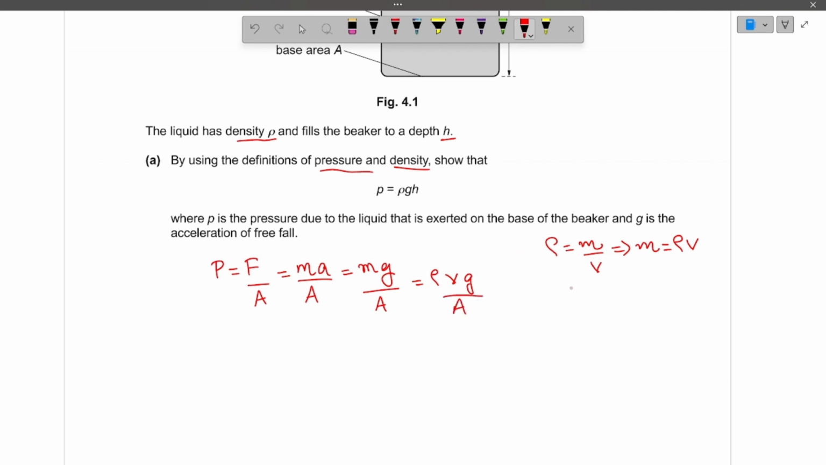Okay, so what is the volume, by the way, for a beaker? So it's a beaker, right? So the area of the bottom is A and the height is h. So what will be the volume of this liquid filled? It will be the area multiplied by the height, right? So pressure is equal to rho. You can substitute for V as area multiplied by the height, multiplied by g, divided by A. So A and A get cancelled, so you will be getting rho gh. Hence it is shown.